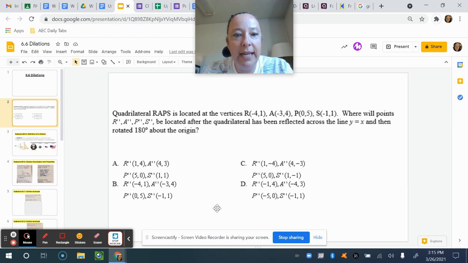The first thing that we're doing is we are reflecting across the line y equals x. So you know that rule. And then we are rotating 180 degrees about the origin. So given these four ordered pairs, after those two transformations, what would happen? And there's a reason why they have R double prime, A double prime, P double prime, and C double prime: there were two transformations to get there. So pause me and try to figure out which one that would be.